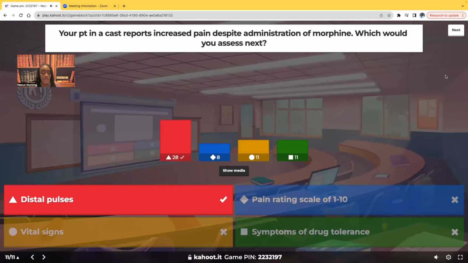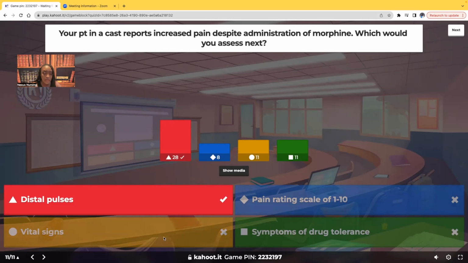Very good, distal pulses. It's all about the neuro checks and preventing compartment syndrome. You see pain rating, a scale of 1 to 10, that is not going to help us in the situation because we already know that despite giving them morphine, they're still in pain, increased pain. So that's not going to help us in the situation. That's not going to tell us what we should do next.